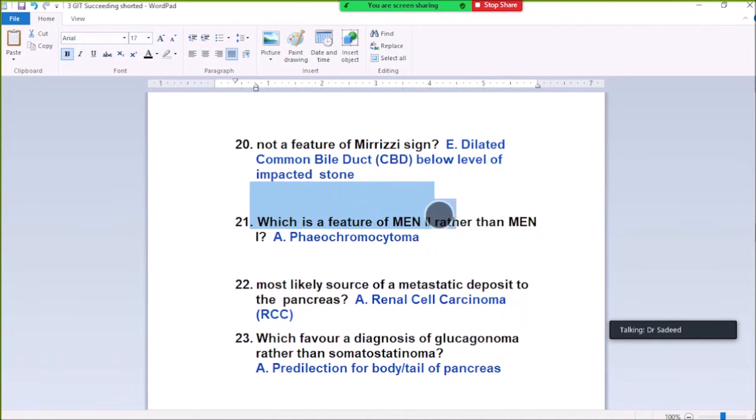Question 21. Which is a feature of MEN 2 rather than MEN 1? Pheochromocytoma. Okay, MEN 2 has pheochromocytoma.